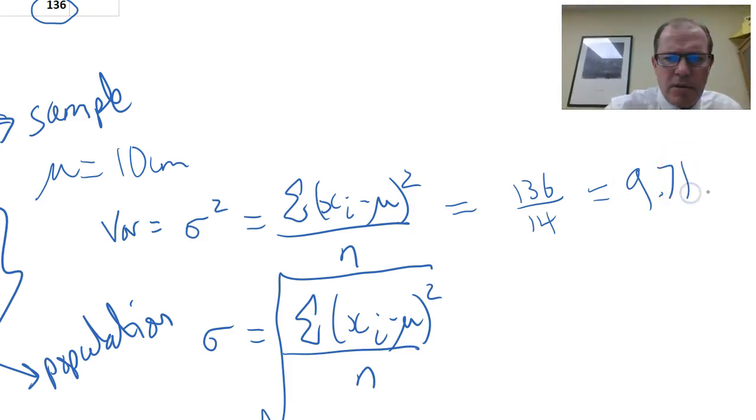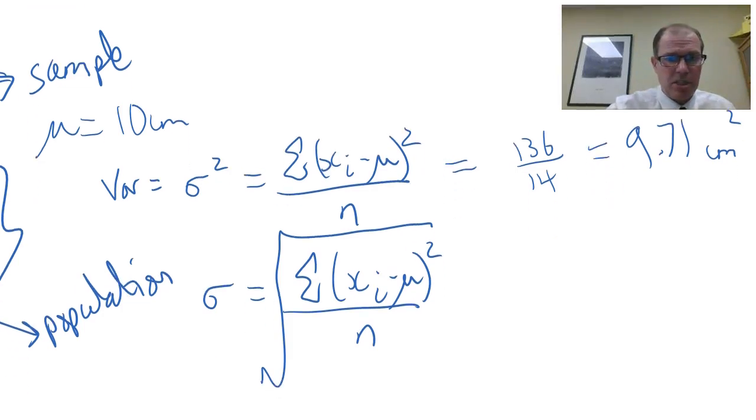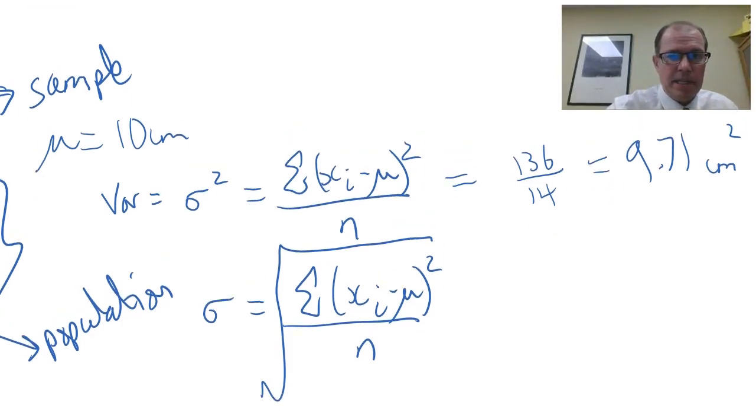But the problem is the units are centimeters squared. So it's a great measurement, but the units are centimeters squared, which is a little bit strange. And that's why statisticians and mathematicians take the square root. So we'll take the square root of that number, and then that puts it back into this formula.